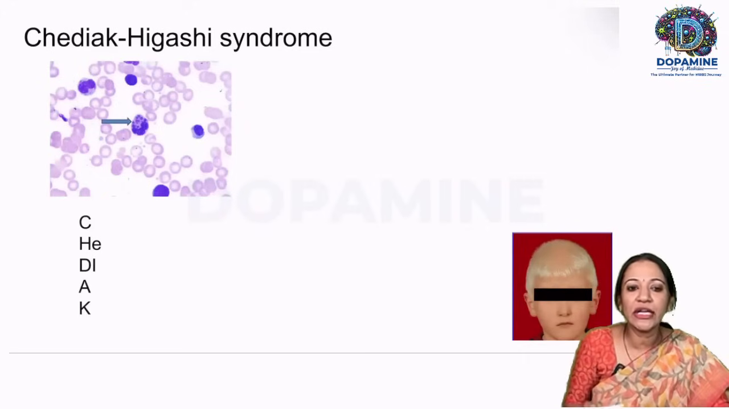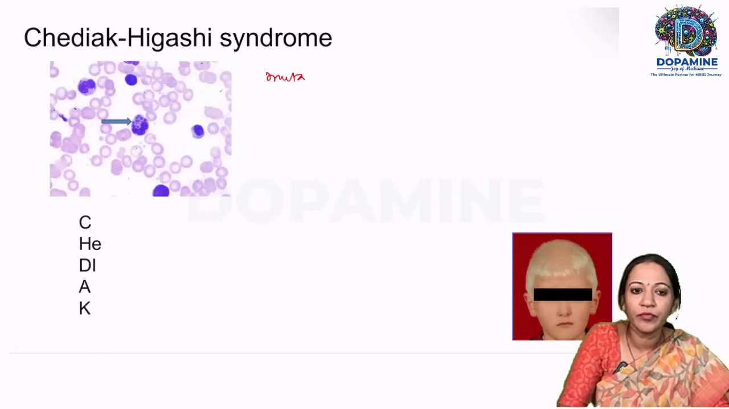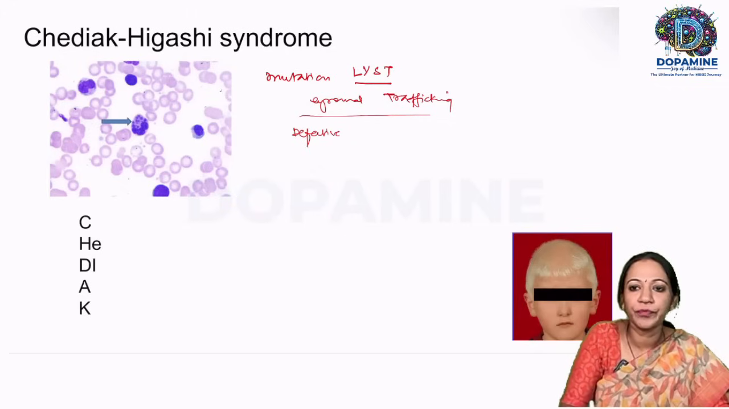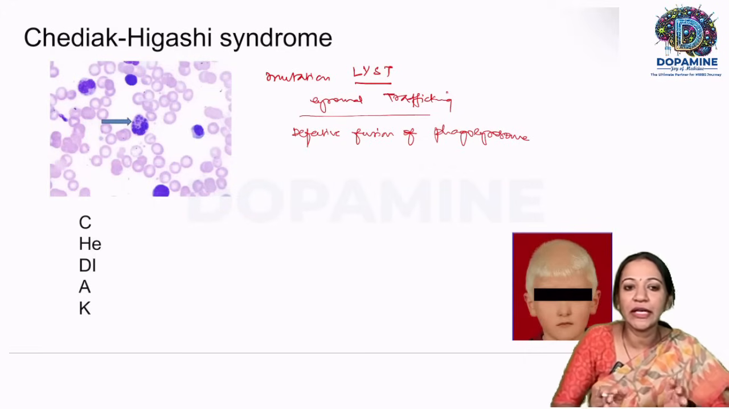So coming to Chediak-Higashi syndrome, we know there is a mutation in the LYST gene. So here the problem is defect in lysosomal trafficking. So what happens? There is a defective fusion of phagolysosome. So these people will have Chediak-Higashi syndrome.